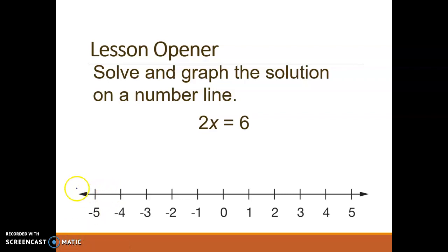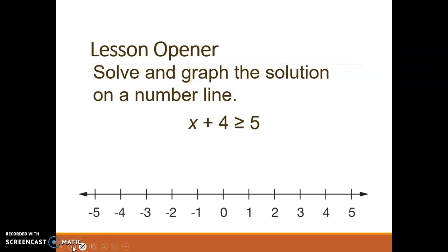This is really just the x-axis here. And when we solve and graph the solution, we're solving for x. So we would divide both sides by 2. And when we do that, we find out that x equals 3. To graph that on a number line, we just put a solid dot right at x equals 3.